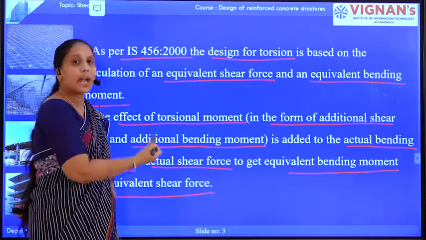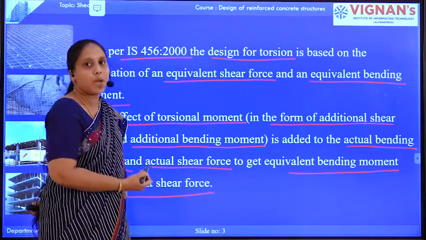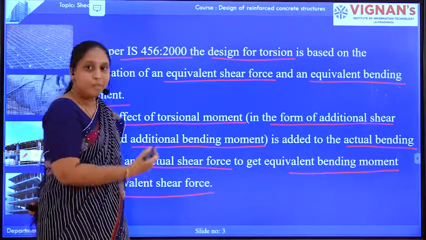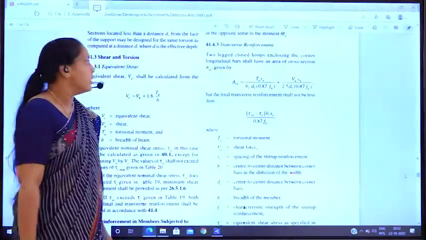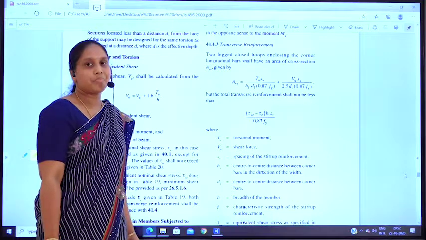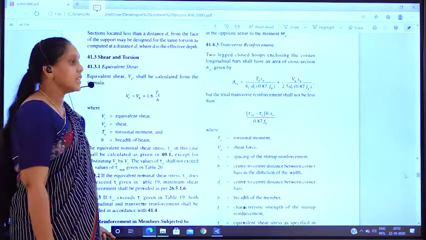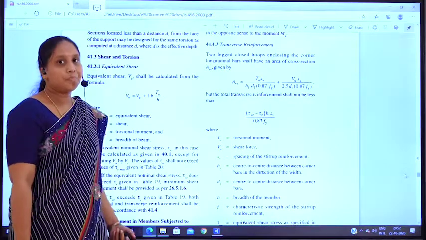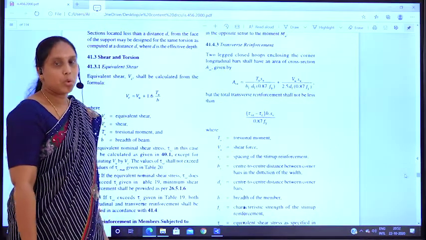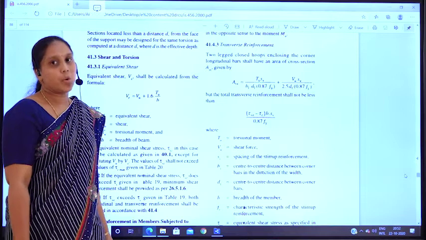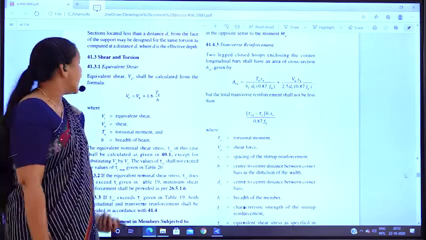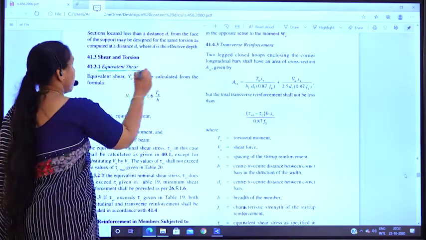Now how will we calculate the equivalent shear force and the equivalent bending moment? Let us see the equations. For the design of torsion, the first step is to calculate the shear force Vu. After calculating the shear force, we have to calculate the equivalent shear.